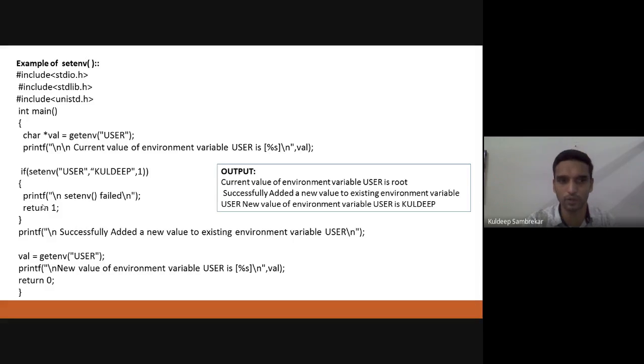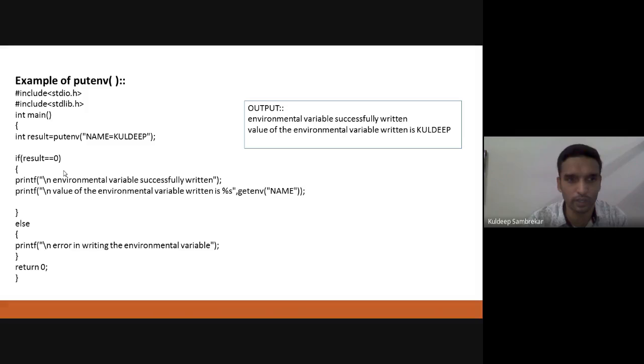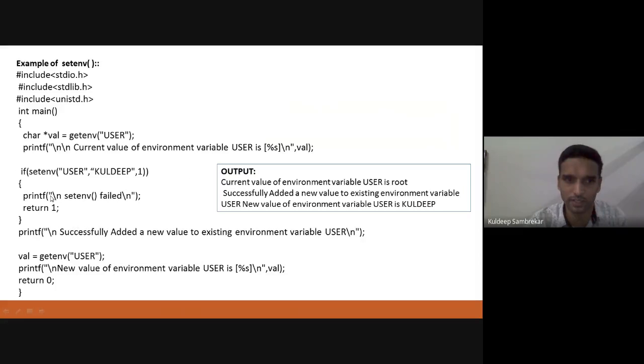Let me tell you, you have different ways of coding this. You can call setenv for USER and assign the result to one integer variable. If that is equal to 0, you can print the success statement, else print the failure. Coding is up to you, it's your cup of tea. I have coded it in a different way just for you to understand it.